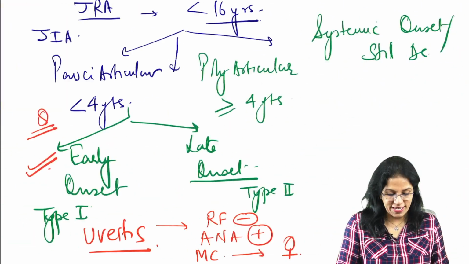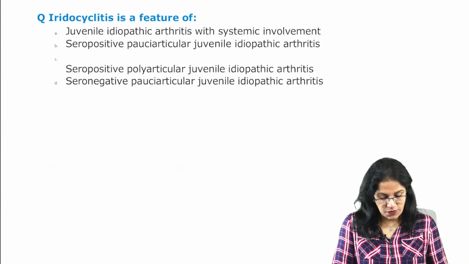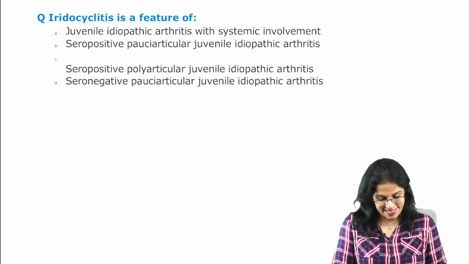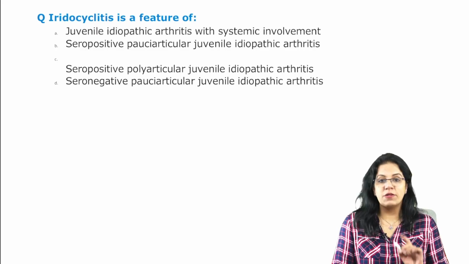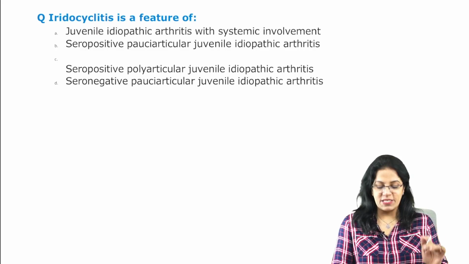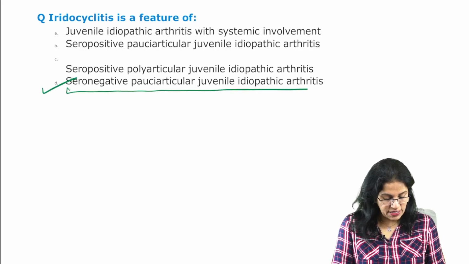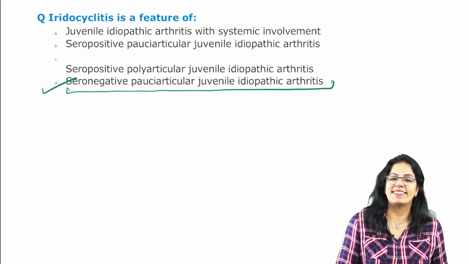Let's solve a question here. The question is, iridocyclitis is a feature of juvenile idiopathic arthritis with systemic involvement? No, that is Still's disease. Seropositive polyarticular? No, it's seronegative. Seropositive polyarticular? Again, it is wrong. So the answer is seronegative polyarticular juvenile idiopathic arthritis.